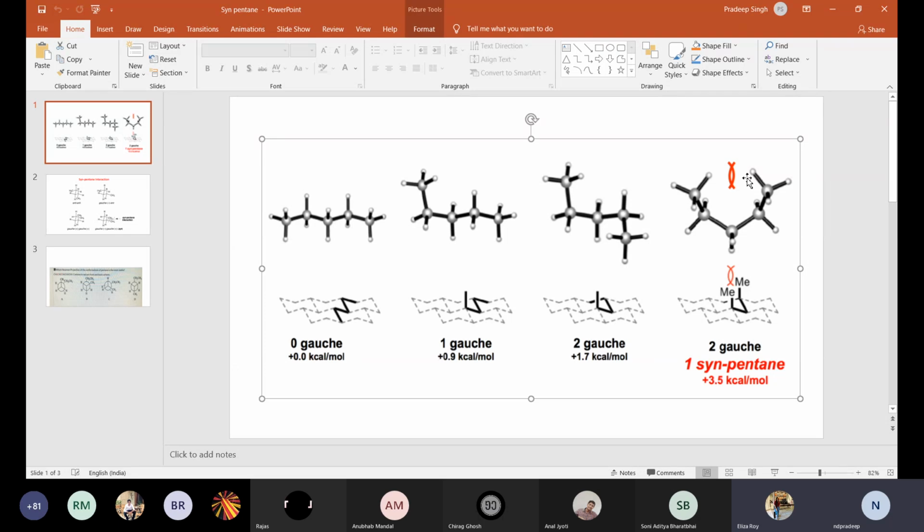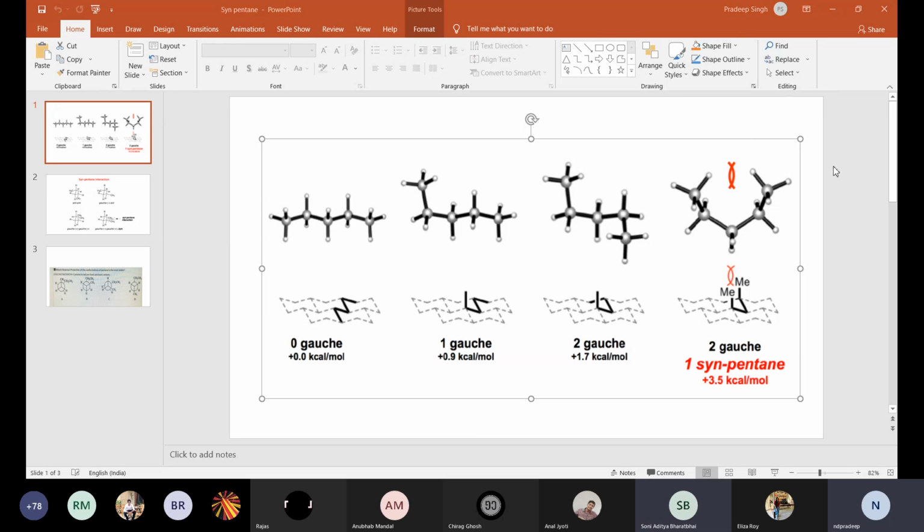Are you getting it? Yes, sir. Got it, sir. Any doubts? So the syn-pentane interaction gives around 1.4, 1.5, because those methyls are not eclipsing, they are not close. That's why I said one methyl is moving away from another methyl, in the opposite direction. If it is eclipsing, then I should have given 3, no? Yes, sir. That's why.